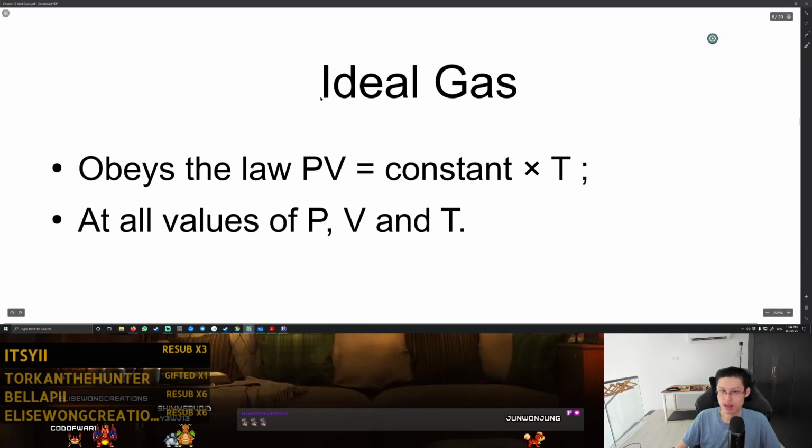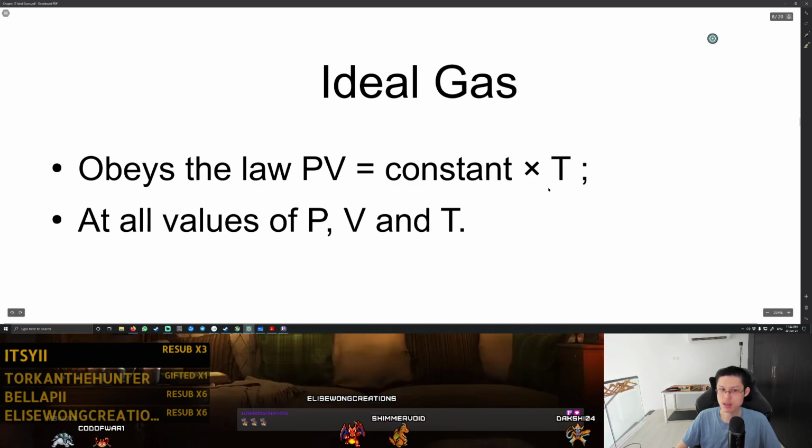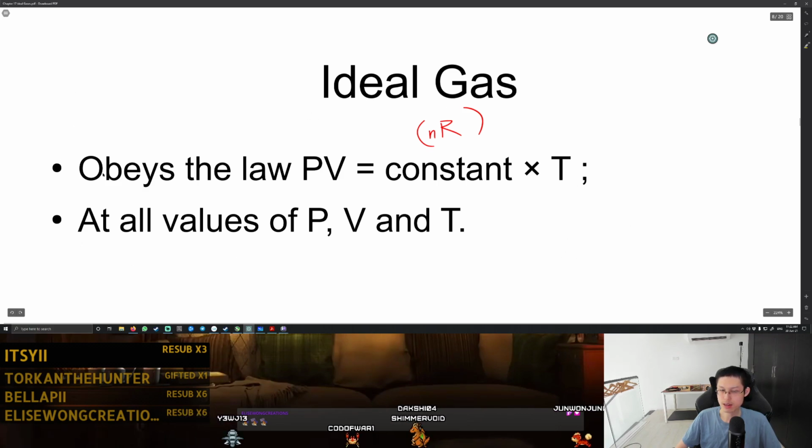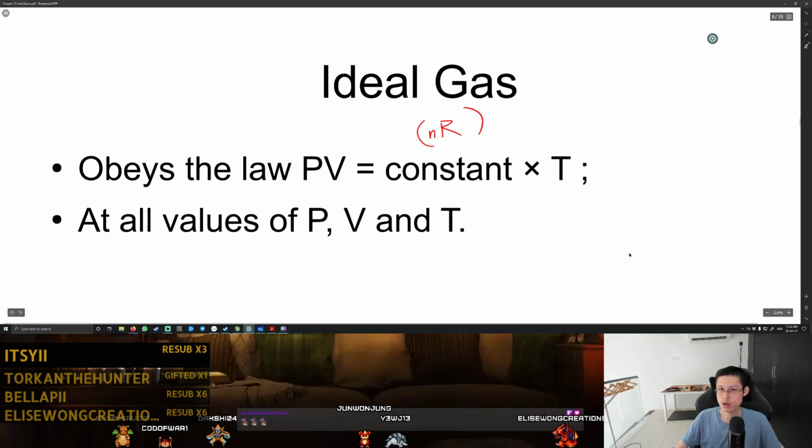So what exactly is an ideal gas? Obviously an ideal gas would obey the 4 ideal gas assumptions. But a more concise definition of the ideal gas is this. An ideal gas obeys the law PV equals some constant times T at all values of P, V, and T. So the constant here refers to the number of moles times R. This is what you want to write in the exam if they ask you for the definition of an ideal gas. Obeys PV equals this at all values of P, V, and T. Very important definition. Please commit it to memory.